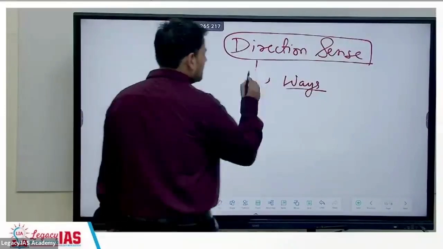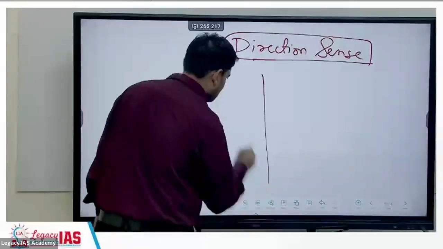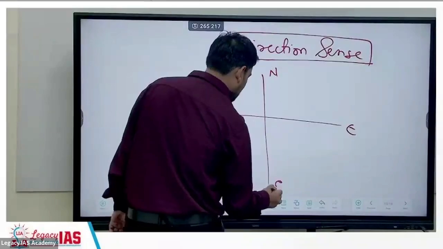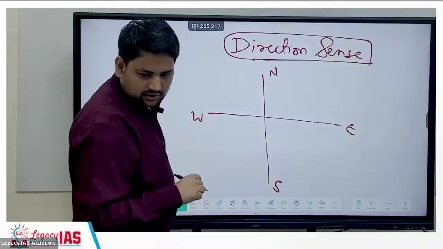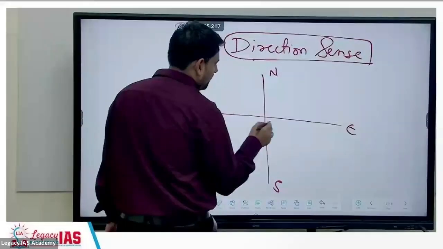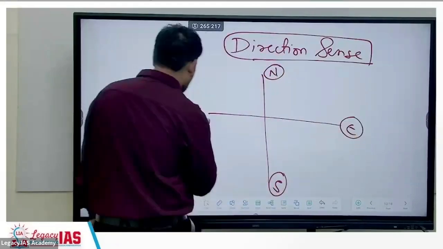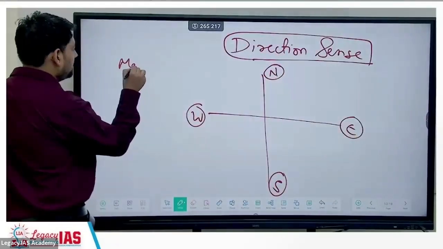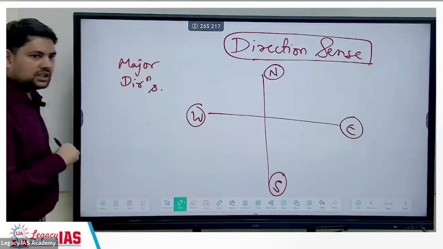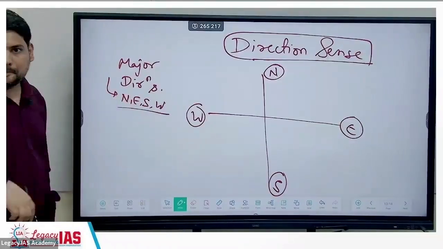Okay. So basics of directions, this much: north, east, south, and west. This you'd be knowing. Then all these that I have drawn right now are called major directions. These are major directions: north, east, south, west.